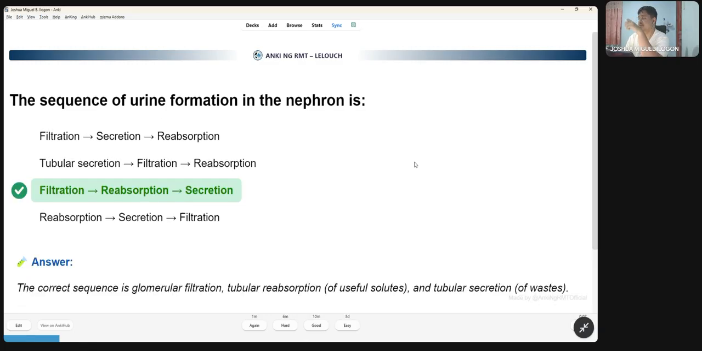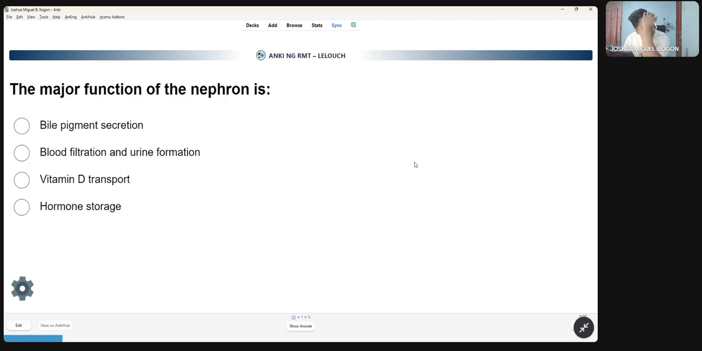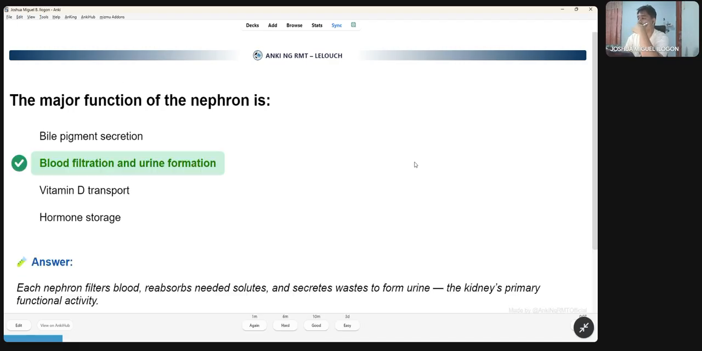Filtration, secretion, absorption. What? Why are you so dumb? The major function of the nephron is blood filtration and urine formation.